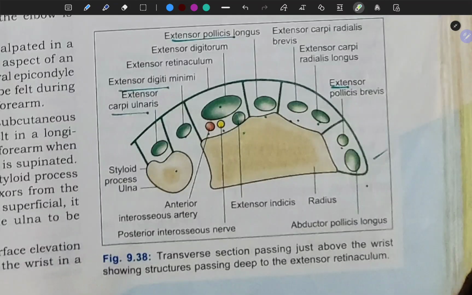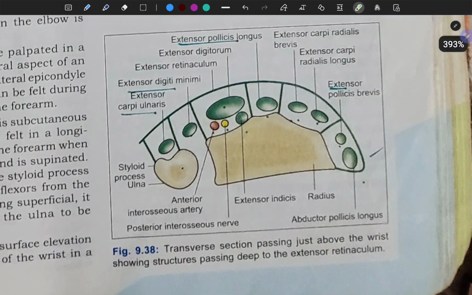Transverse section passing just above the wrist, showing structures passing deep to the extensor retinaculum. Medial aspect and lateral aspect. So from lateral to medial we will be having 6 compartments, so just remember this. In compartment 1 you will be having extensor pollicis brevis and abductor pollicis longus muscle.